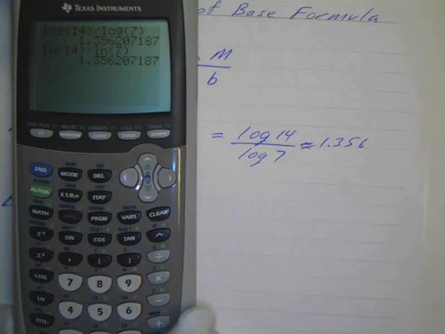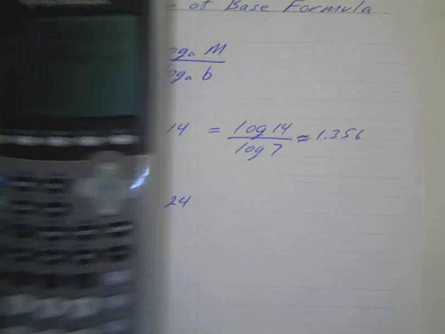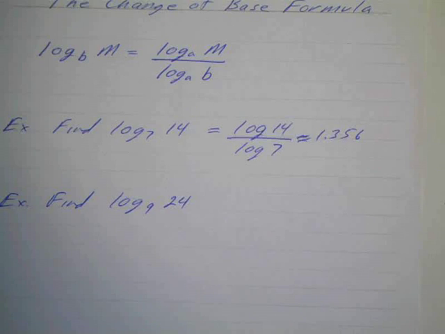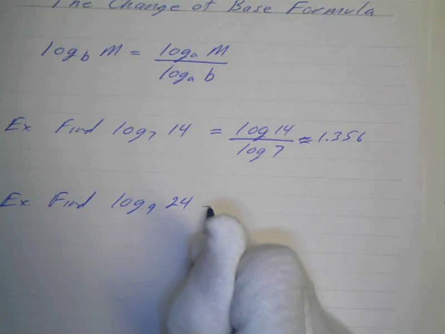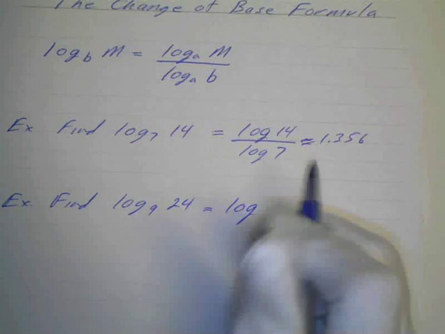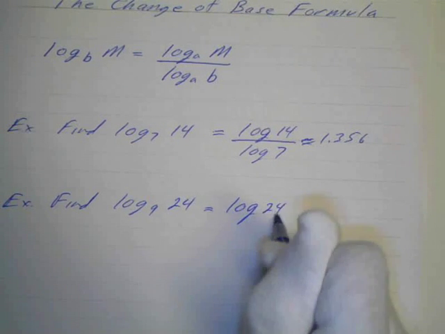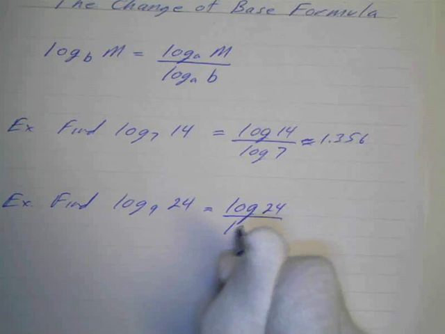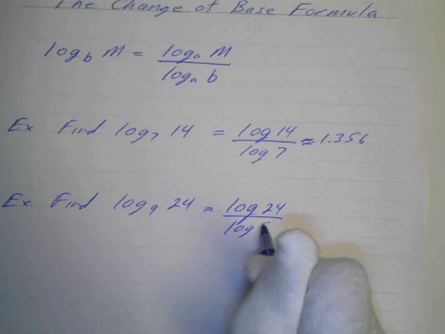So let's try another one. So just that log over that log, and I didn't work them out step by step, but you could see it's pretty easy to calculate. So this one over here, that'd be the log of 24 over just the log of 9.